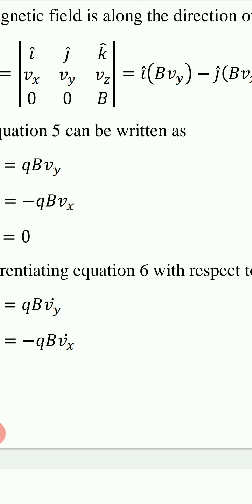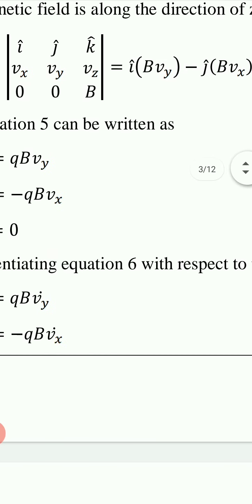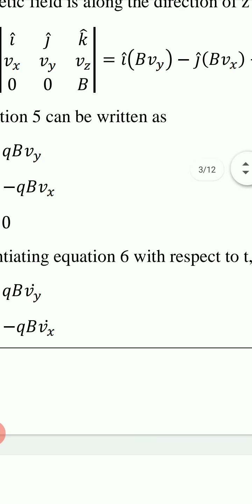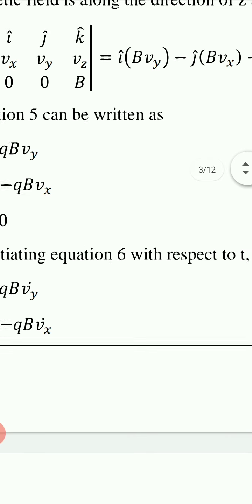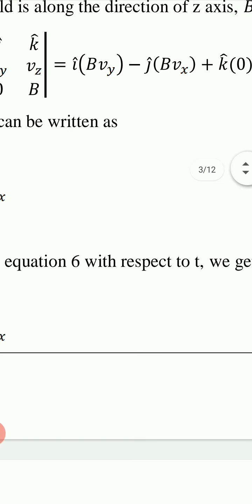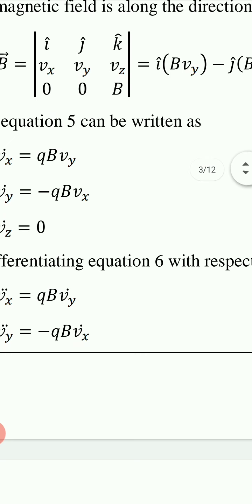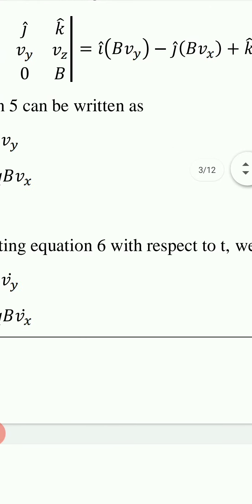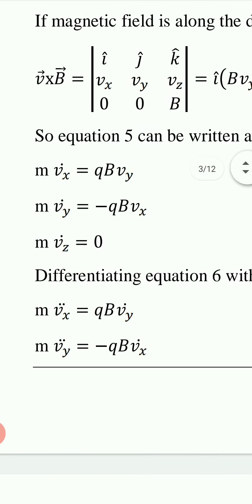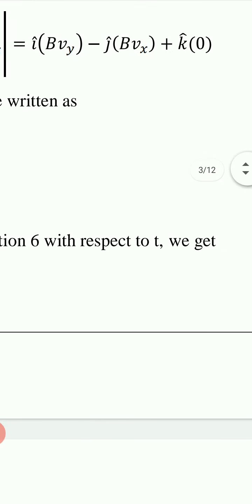With i cap we have b vy, with minus j cap we have b vx, and with plus k cap we have 0. So there are two components for v cross b. The z component is 0.